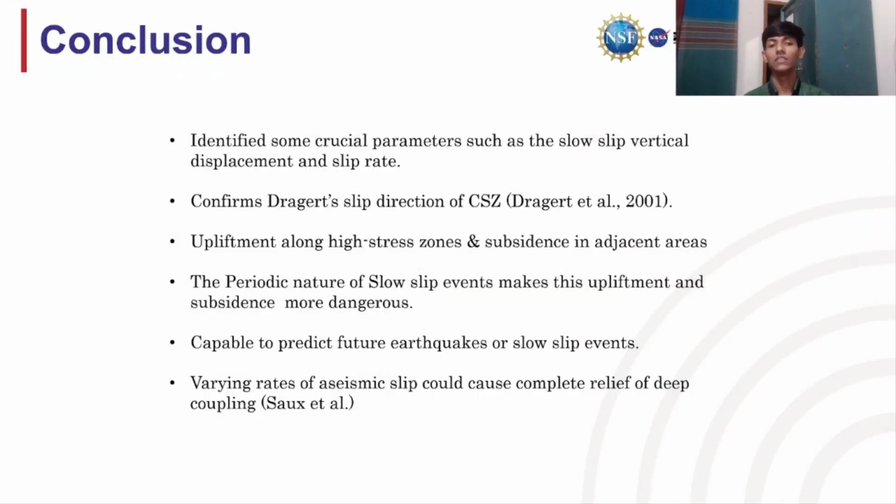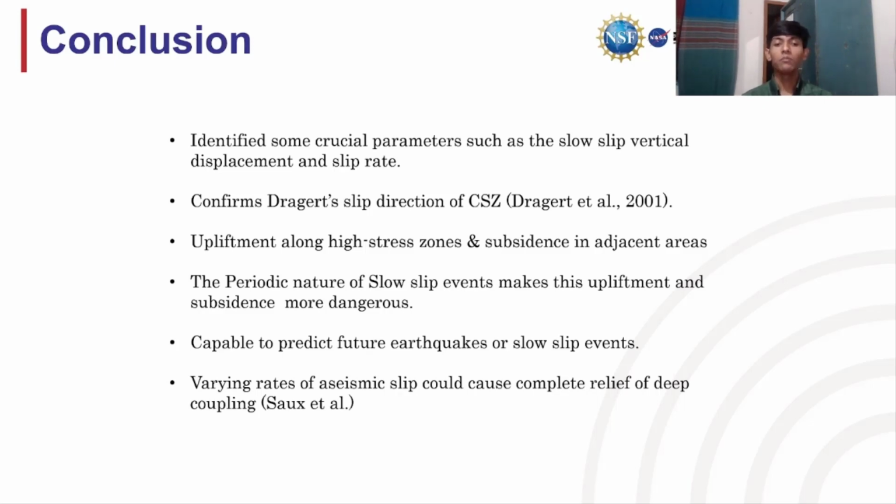In our conclusion, we identified some crucial parameters such as the vertical displacement and the slip rate. Then we confirmed the slip direction of the Cascadia subduction zone. Then we saw the uplift along the high stress zone and the subsidence along the adjacent area. The periodic nature of slow slip events makes the uplift and subsidence also periodic, which makes the adjacent area more vulnerable to many dangerous hazards.